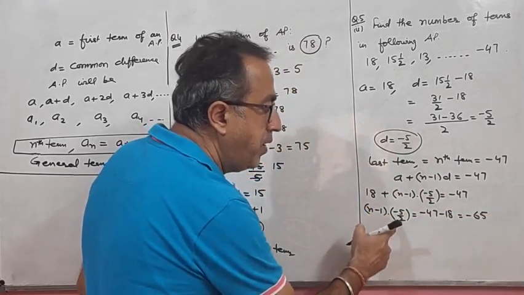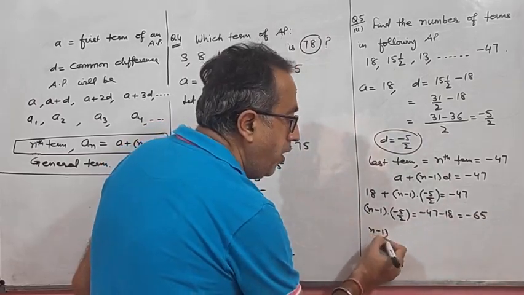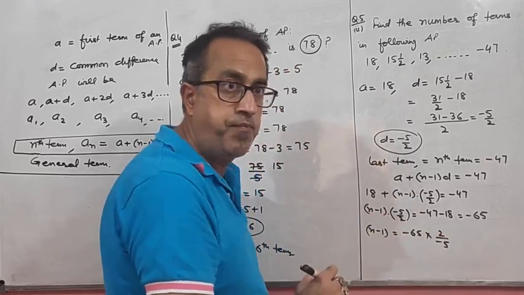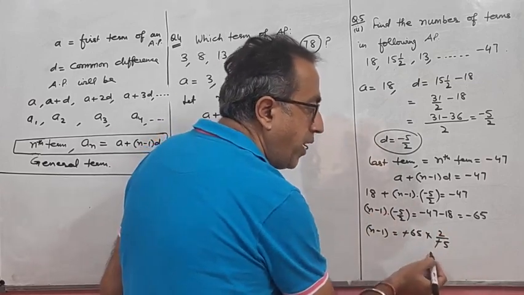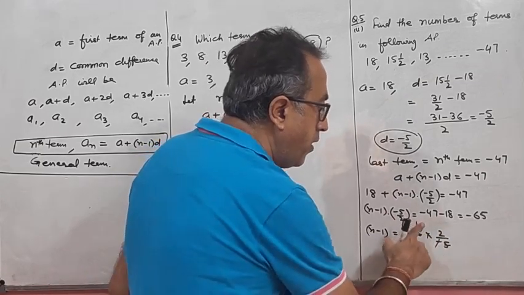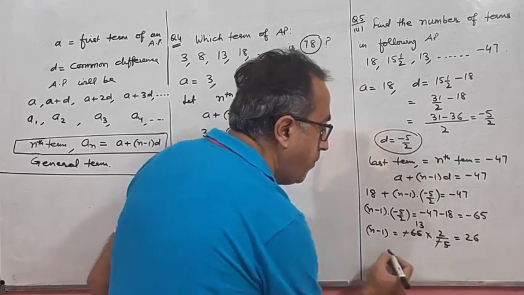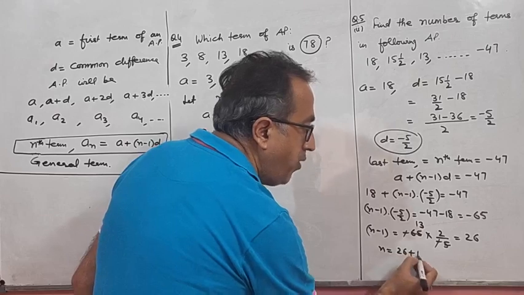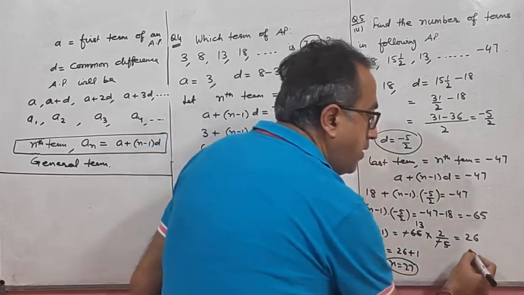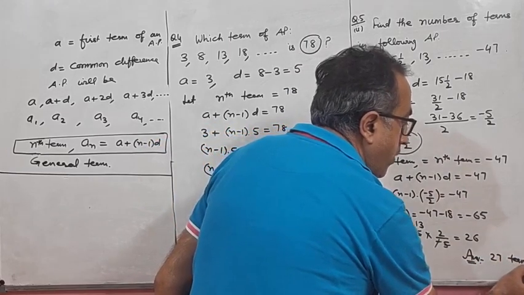In the next step, take this minus 5 by 2 to the right hand side, it will be the reciprocal, 2 upon minus 5. Minus and minus you can cancel. 65 divided by 5 is 13. 13 times 2 is 26. So n is 26 plus 1, 27. So the answer is this AP has 27 terms.